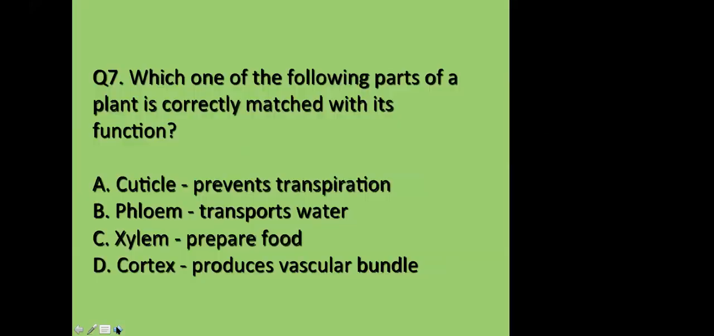Now let's move on to question number 7. Which one of the following parts of the plant is correctly matched with its function? Cuticle prevents transpiration. Phloem transports water. Xylem prepares food. Or cortex produces vascular bundle.